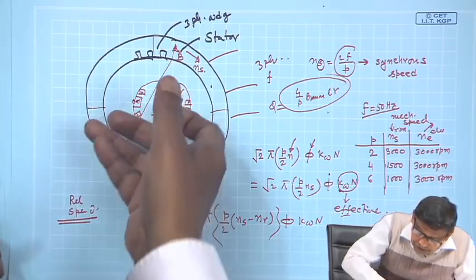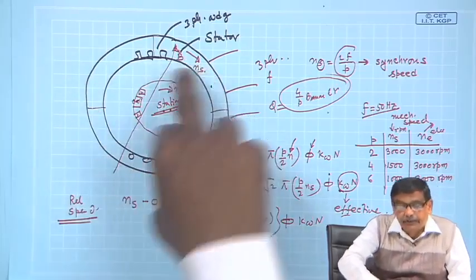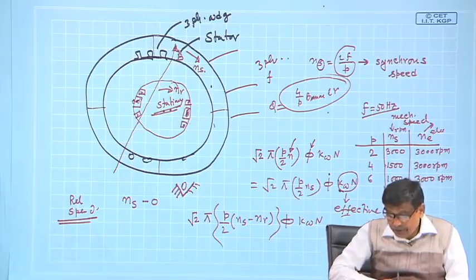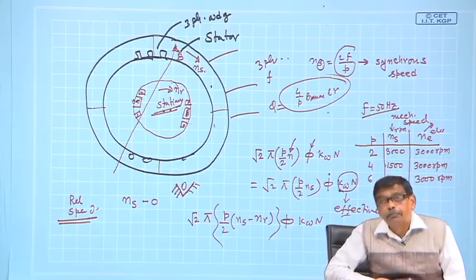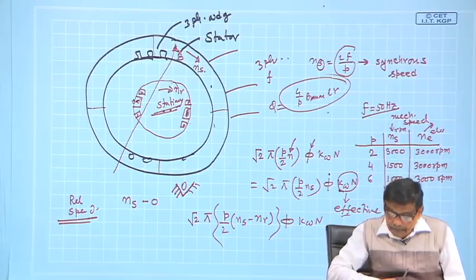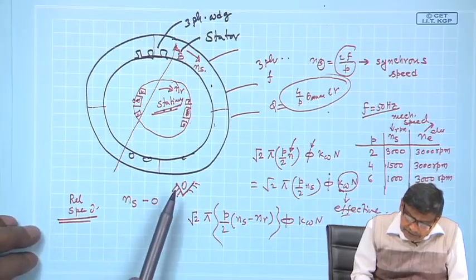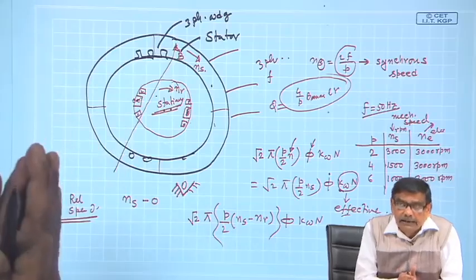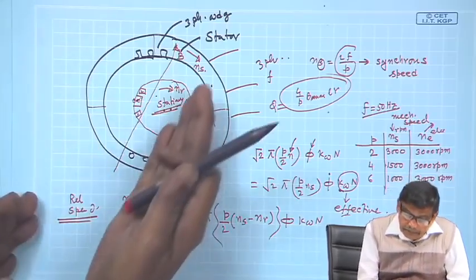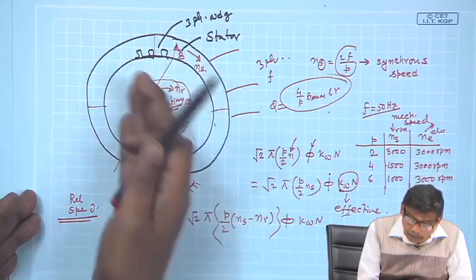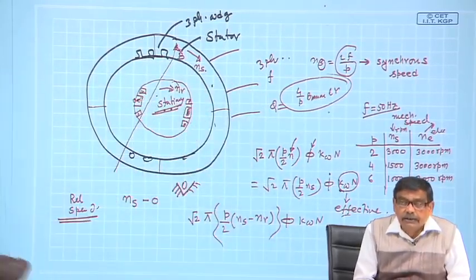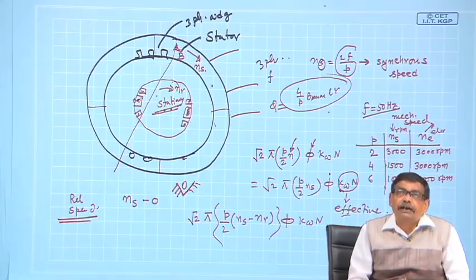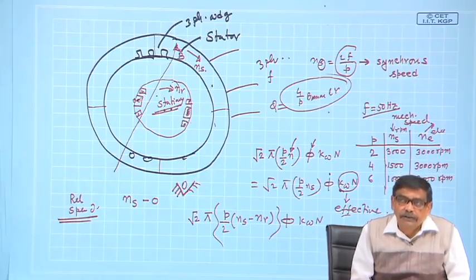If suppose this rotor is rotated in the opposite direction to that of the field, then the magnitude of the voltage will be root 2 pi p by 2 into n_s plus n_r. That is, calculate the relative speed between this and the field. Where the coil is there, what does the coil see? If the field is moving in the opposite direction to the rotor rotation, then the relative speed is high. So, you would expect higher voltage to be induced, is it not?